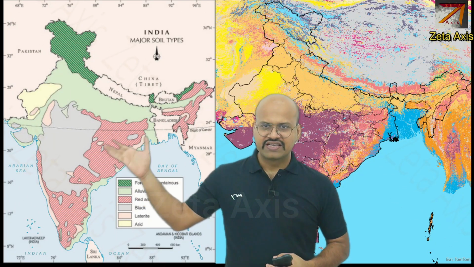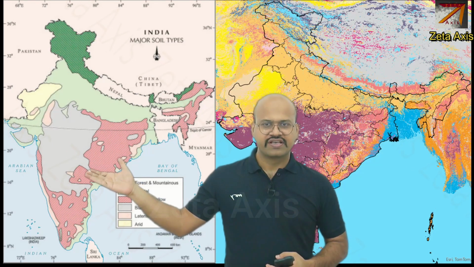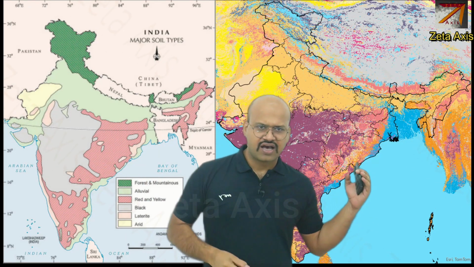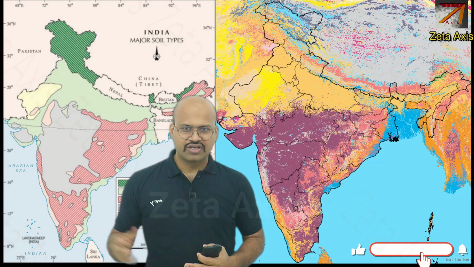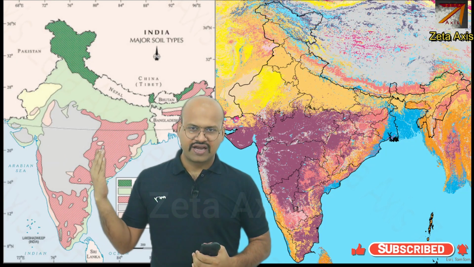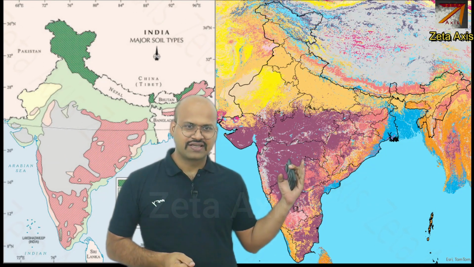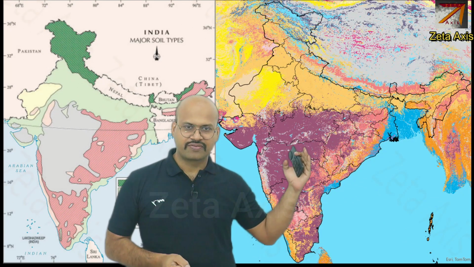This is a very simplified diagram that we see in our NCERTs, and this is a little complicated, the actual distribution of soil. Here you can see that there is a well-defined margin between the black soil and the red soil. But here you will see that the margin is much more blurred. You can see that there are regions in the red soil where we have black soil. However, we will use this map to study because this is a little too complicated.